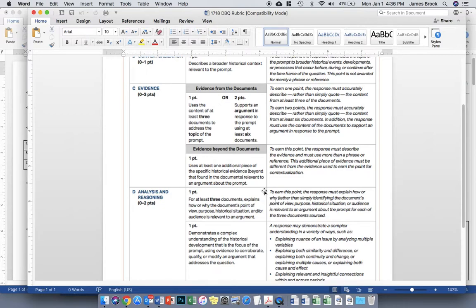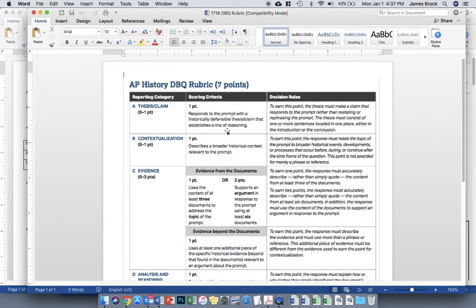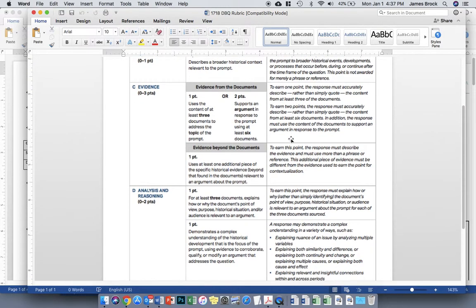So if we look here, the actual AP rubric tells us that we need to use at least one additional piece of specific historical evidence, or SHE, S-H-E, beyond what's found in the documents relevant to an argument about the prompt. And the instruction they give us readers is it must describe the evidence and must use more than a phrase or a reference. This additional piece of evidence must be different from the evidence used to earn the point for context. So one thing you'll hear teachers say is no double dipping. So if I have really good context and that's outside info, I can't also get the point down here for evidence beyond the documents. I've got to have it set up in a way where these are 2 separate things. More than a phrase or a reference is a really big deal.